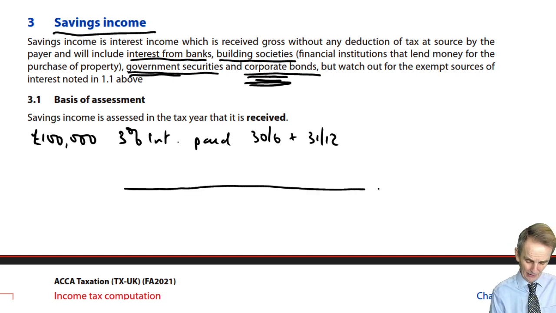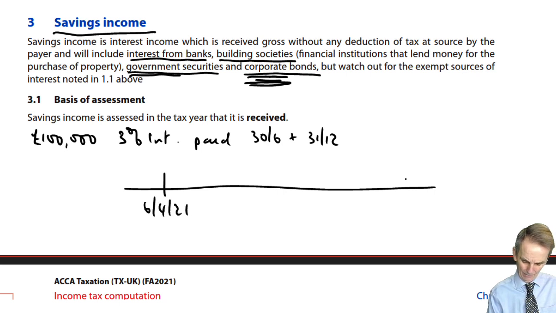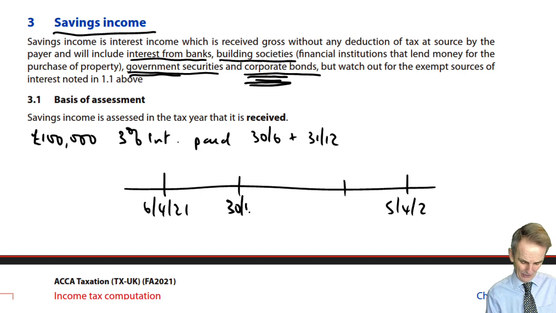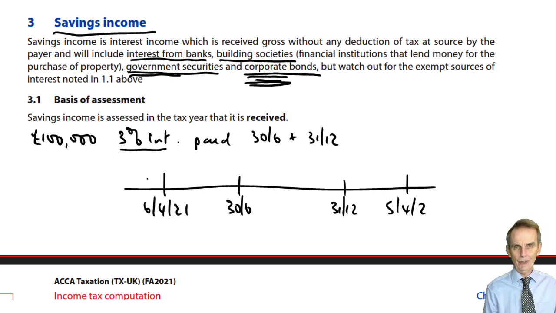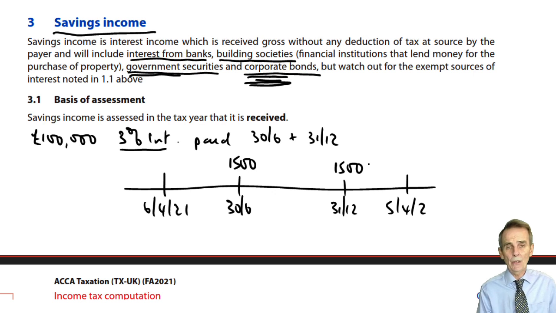And what we are looking out for, of course, is what is to be assessed within the 21-22 tax year. So here's a little timeline: 6th of April 21 to the 5th of April 22. There we have the 30th of June, and there the 31st of December. And what would be received at those dates? Well, it's 3% interest on £100,000, £3,000 for the year. So that would be £1,500 there and £1,500 there. And that's all that we'd need to know.